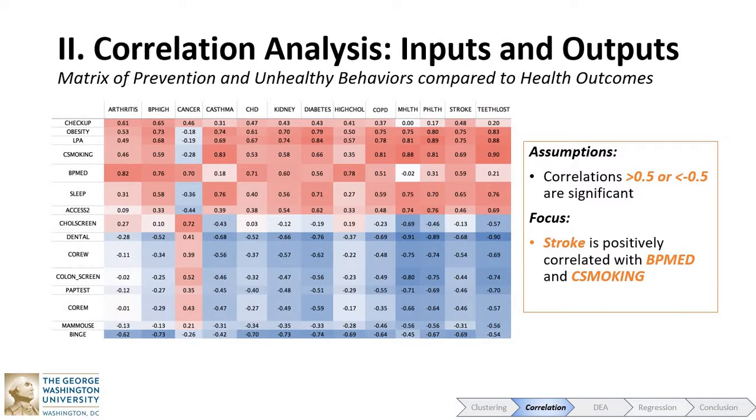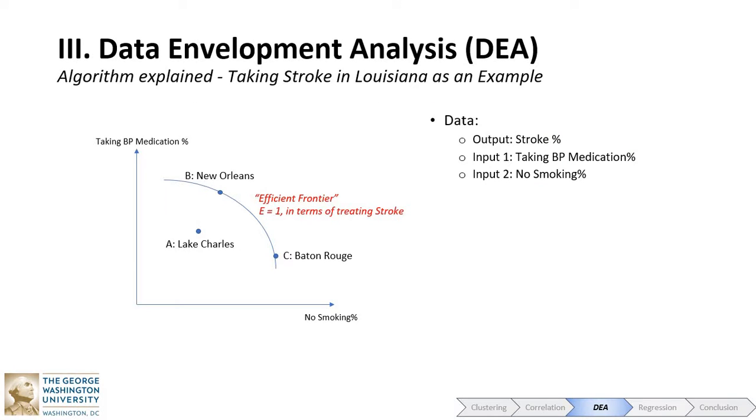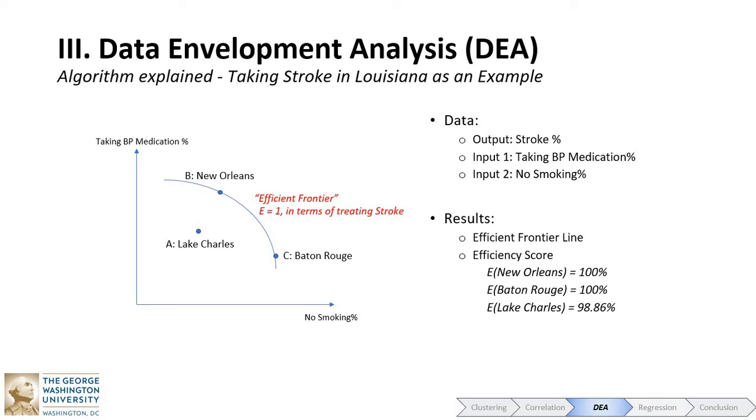We found that bar graph through this correlation analysis, which has our input behaviors on the y-axis and our output behaviors on the x-axis. We used 0.5 as our cutoff point for significance, and this provided a large array of options for us to choose, and we decided to focus on stroke and how that might be affected with blood pressure medication and smoking.